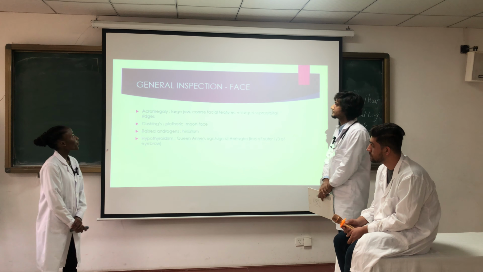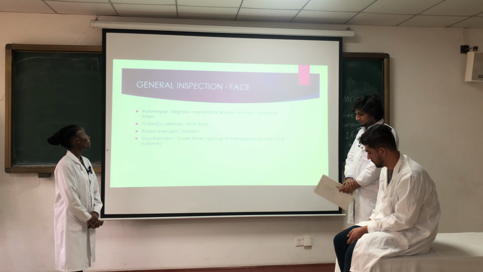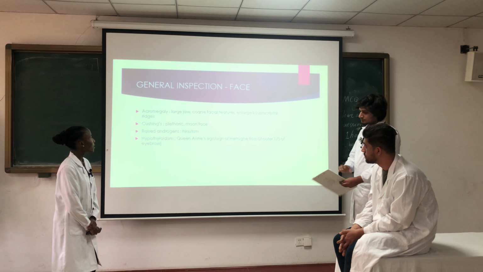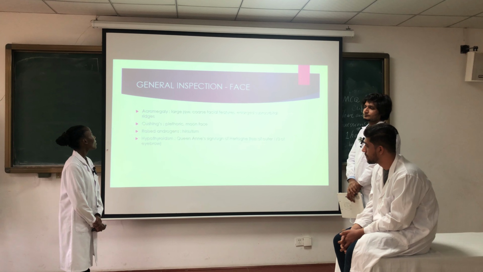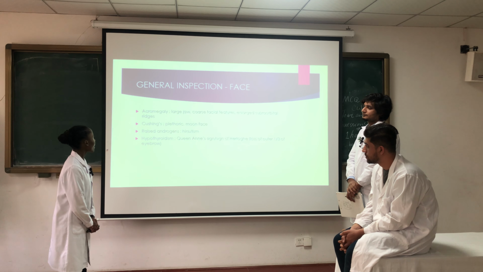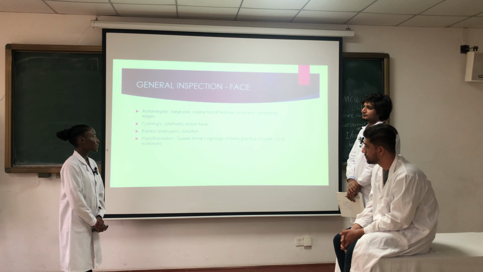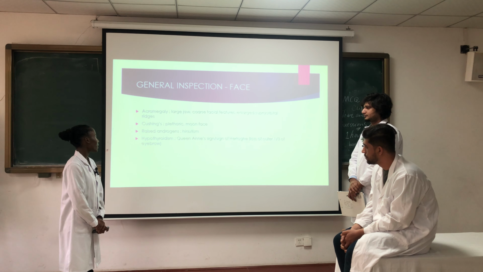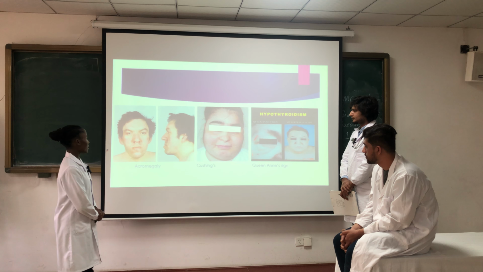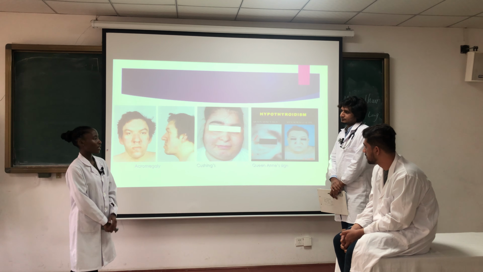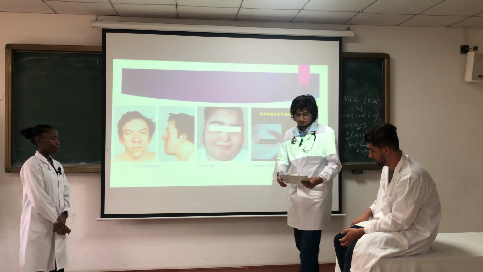Okay. General inspection of face. Acromegaly presents with large jaw, coarse facial features, enlarged supraorbital ridges. Cushing's presents with plethoric moon face. Raised androgens: there is hirsutism. Hypothyroidism: Queen Anne's sign, or sign of Hertoghe, where there is loss of outer one-third of eyebrow. These are the examples: we have acromegaly, Cushing's, Queen Anne's sign.